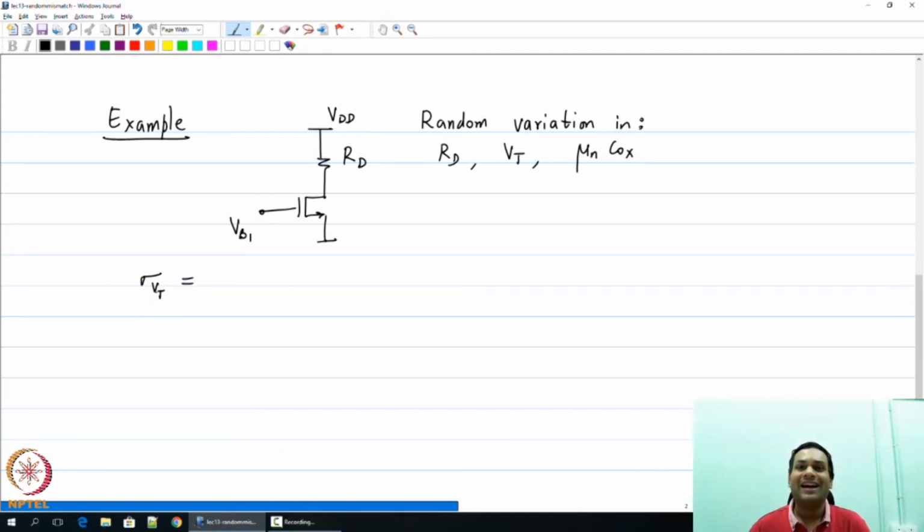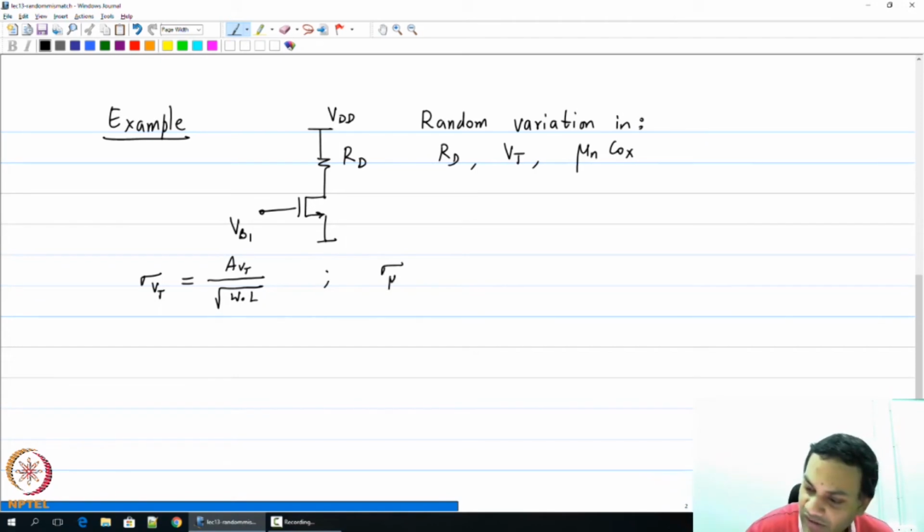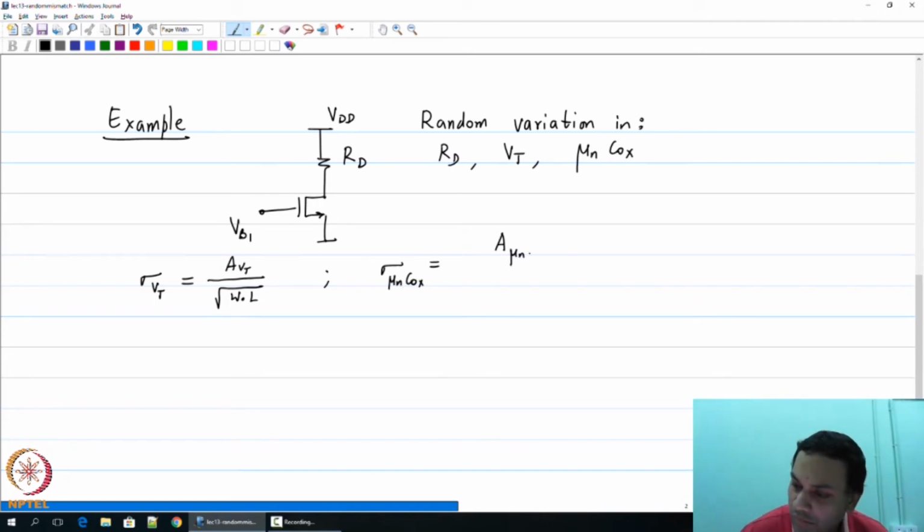All of these, remember, will have a process dependent parameter. I am going to call that AVT in this case, and it should be noted that the sigma is inversely proportional to the square root of the area. Sigma squared will be proportional to the inverse of the area itself. Similarly, sigma of mu n Cox, again, you can represent in terms of this parameter, A mu n Cox.